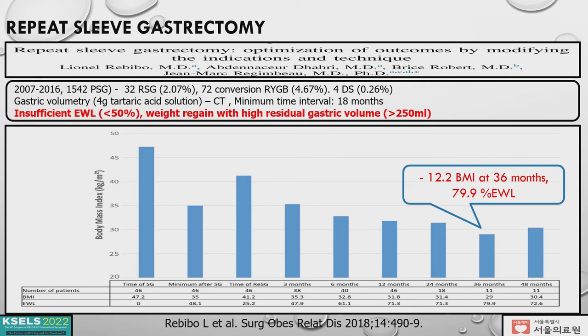Few results were reported in re-sleeve. You can see the midterm result of the re-sleeve. Just 32 patients had a re-sleeve because of weight regain. At the time of the re-sleeve the BMI is 41, and after 36 months and later the BMI is 29. The percentage of excess weight loss is approximately 80%.